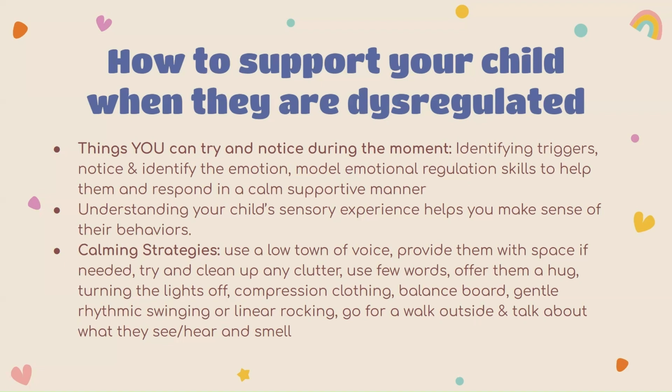In the moment, here are some common strategies you can utilize. However, once again, these are dependent on your child and what works to regulate them. You may have to try trial and error to discover what works. Unfortunately, there are not certain strategies that work for all children. You can try to use a low tone of voice, provide them with space if needed, try and clean up any clutter, use few words or use visuals instead of words, offer them a hug, turning the lights off, offer to have them put on clothing that provides compression, trying a balance board, doing some gentle rhythmic swinging or linear rocking, or you can go for a walk outside and talk about what they see, hear, and smell.